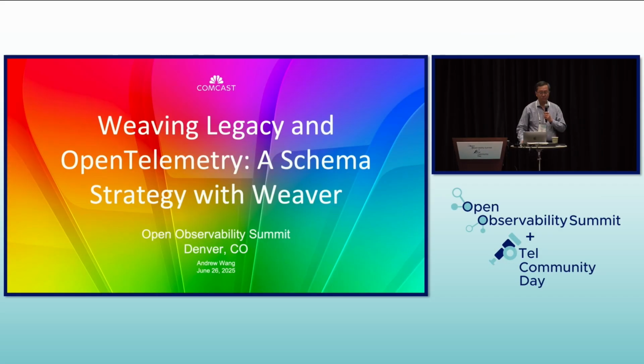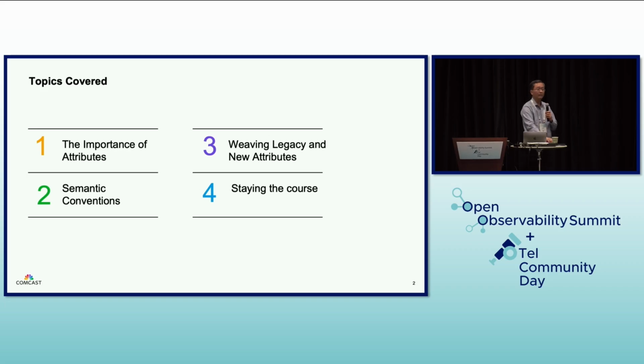So I'll start today's presentation by talking about the importance of attributes in a tracing solution. And if you have been to the keynote, you have heard that semantic conventions is OpenTelemetry's proposed solution to address this issue. And building on top of OpenTelemetry's semantic conventions, I'll show how we were able to group together semantic conventions together with attributes used by our legacy applications. I'll also be sharing lessons we learned that help us stay the course.